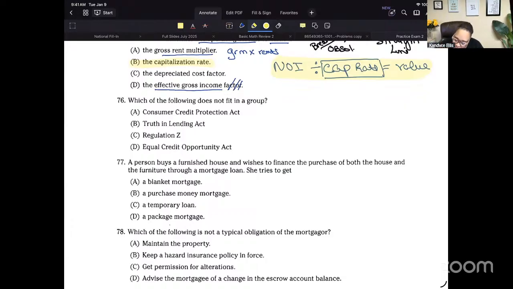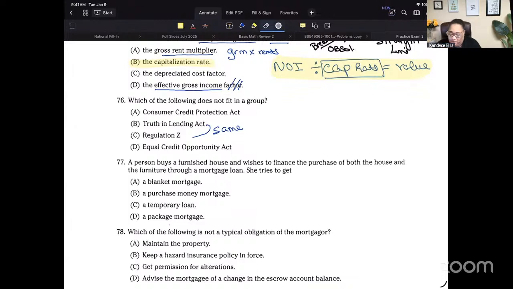Well, I know Truth in Lending and Regulation Z, TILA and Regulation Z, are basically the same thing. I use them interchangeably because they're the same. Okay, so we've got some people saying A. Why would A not fit? Why does the Equal Credit Opportunity Act fit in the group, but the Consumer Credit Protection Act is different? Why is it different?